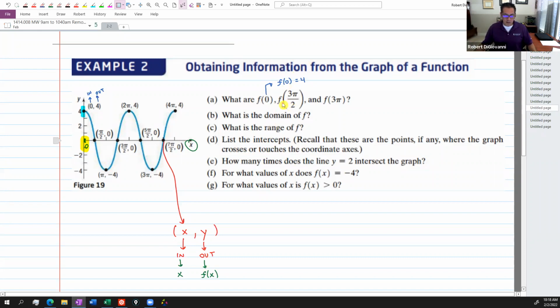The next one is, what does the function spit out when you plug in 3 pi over 2?